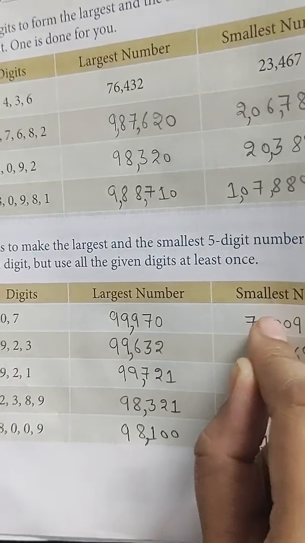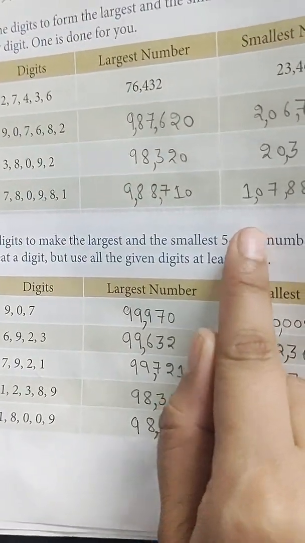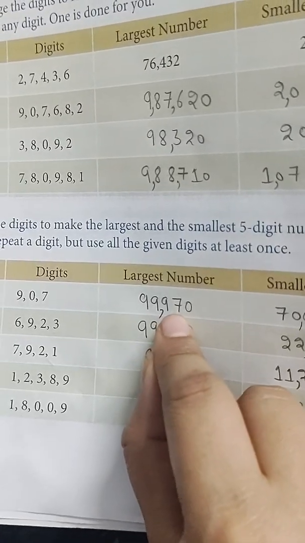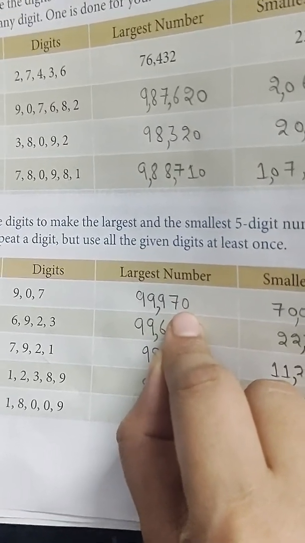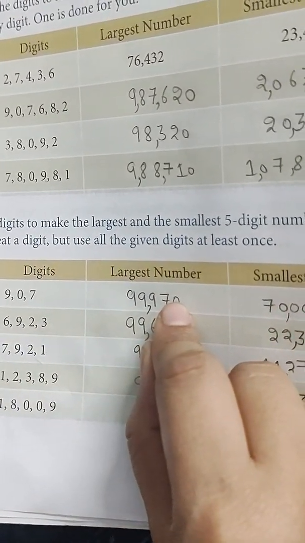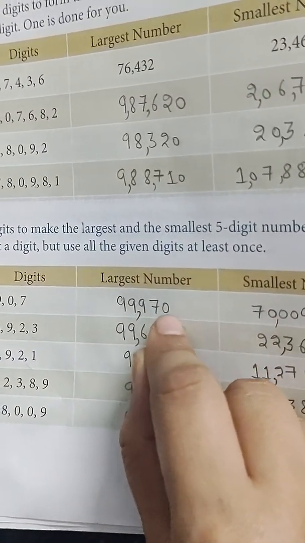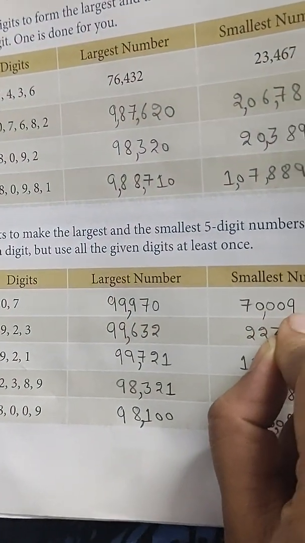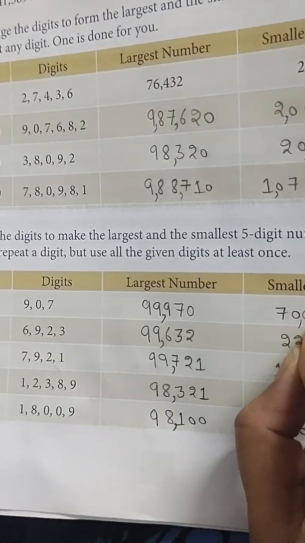Again, to make the smallest number, we have to make a 5 digit small number. You will not write 0 first. What you will do is write 7 first, then you can repeat the smallest digit. If you want to make the smallest number, you have to use the smallest digit. So you will write 0 three times, and then you will write 9. Then this will be the smallest number.